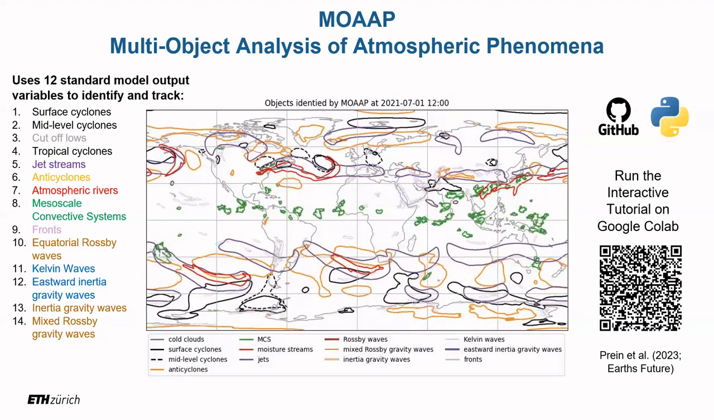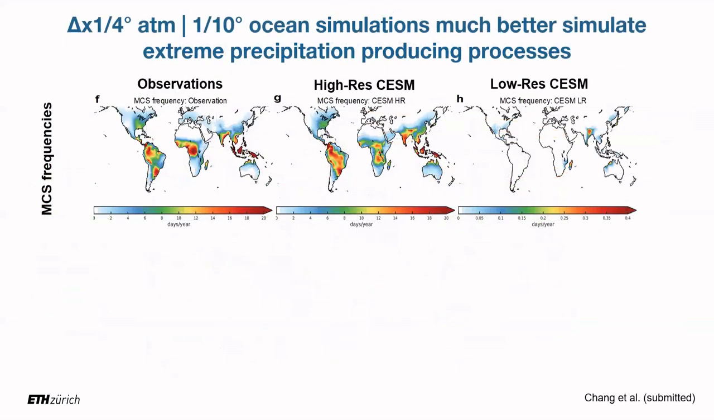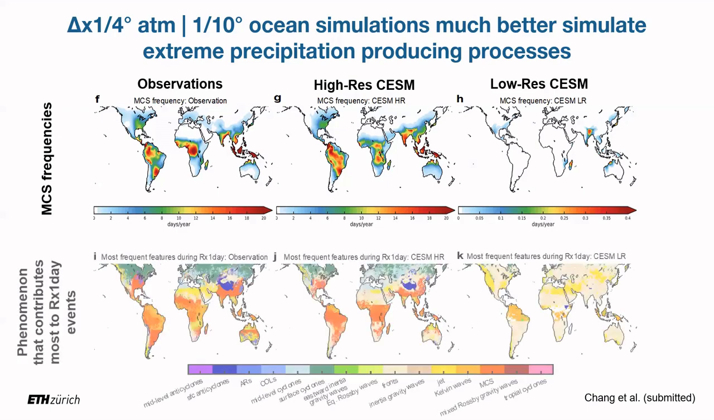We used this algorithm to check if these high-resolution simulations have a better representation of mesoscale convective systems, and yes, they do. That's very encouraging because this tells us that the improved extreme rainfall that we see in these models is really coming from a better representation of the process that causes these extreme rainfall events. You can see here the frequency of MCSs. There are still some biases, but it's way better simulated than, for example, in the 1 degree model.